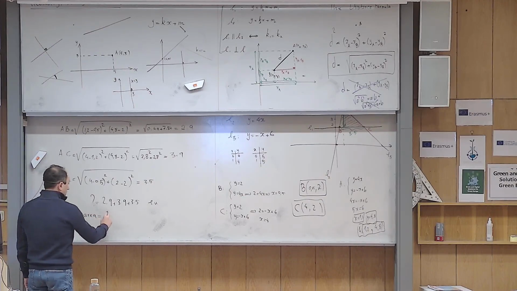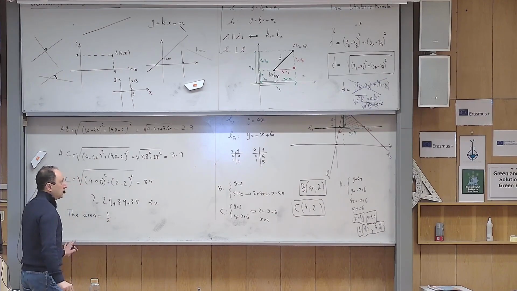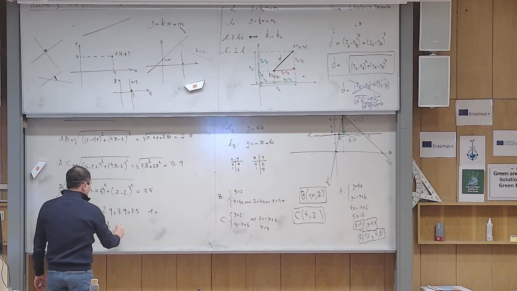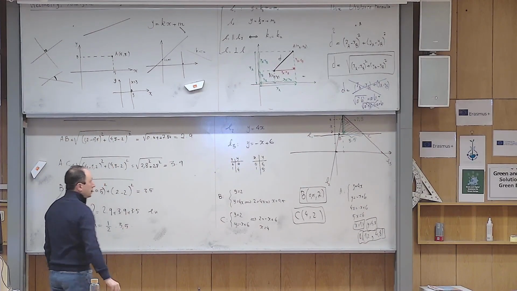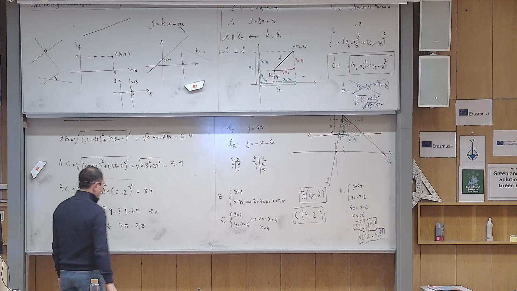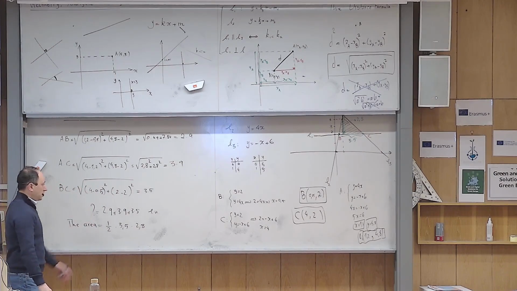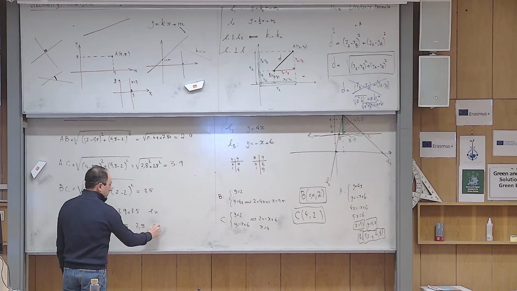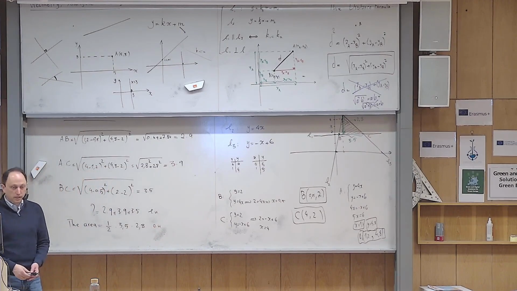Is equal to 1/2 multiplied by the base. What is the base? The base is 3.5 multiplied by the height. The height is 2.8. Okay, I don't want to calculate it. It is as simple. You just put this number in the calculator, you get area units. It is simple.